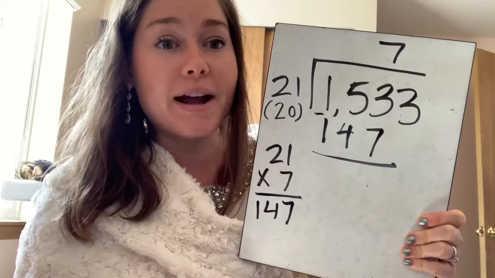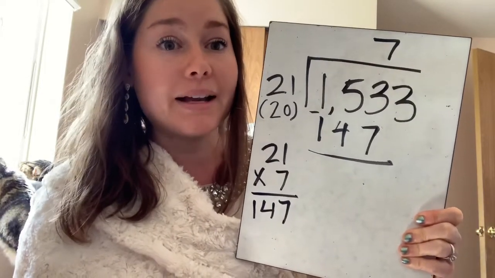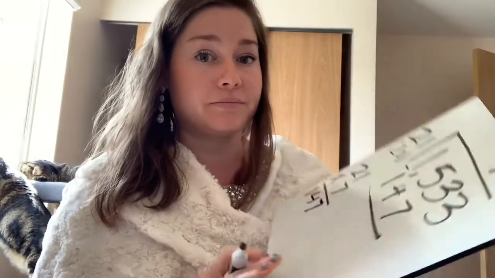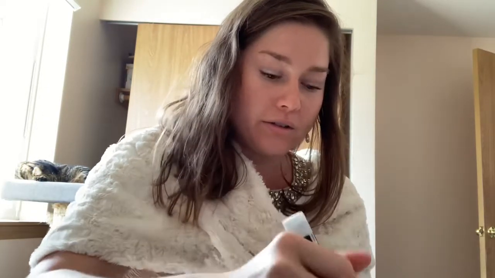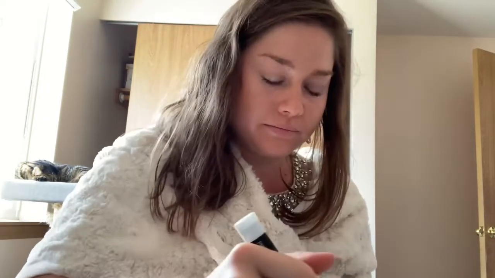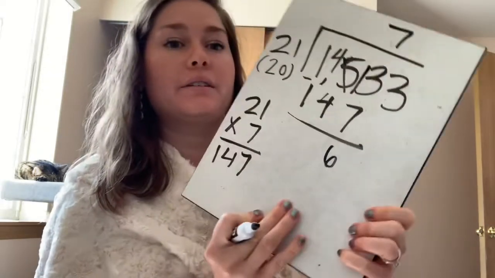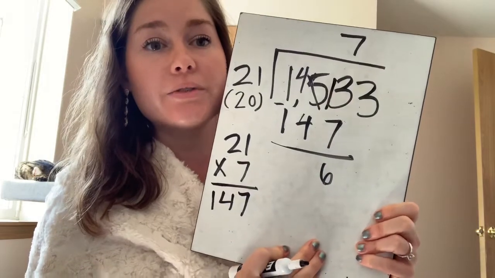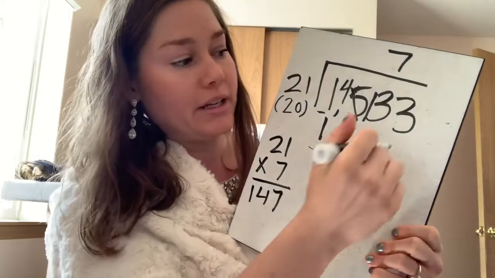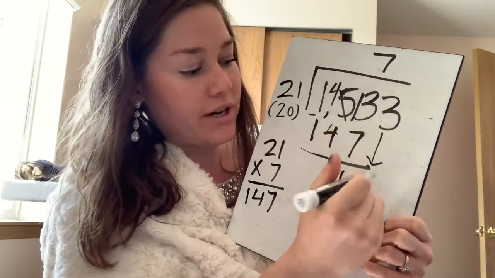I'm going to subtract 153 minus 147. Borrow, 13 minus 7, and I ended up with 6. Okay, so then we continue the normal process. We bring down that 3 to join the fun.